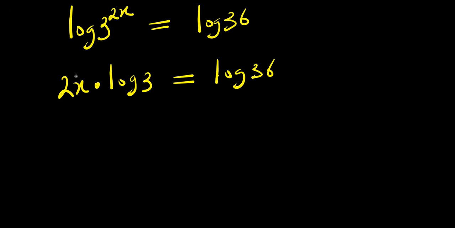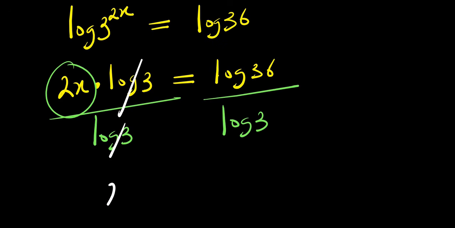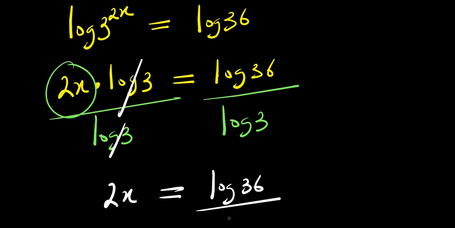So right here, we can isolate 2x. Divide this by log 3, divide this by log 3. So from here, log 3 cancels log 3. We have 2x equals log 36 divided by log 3.